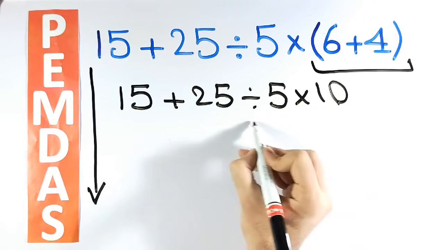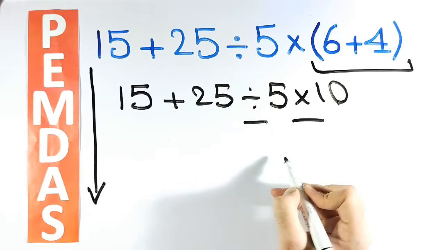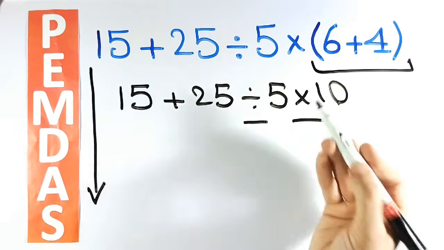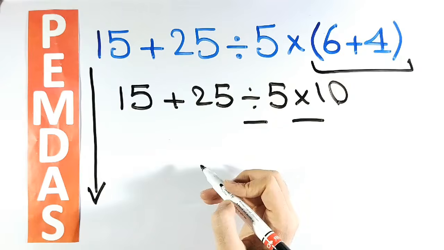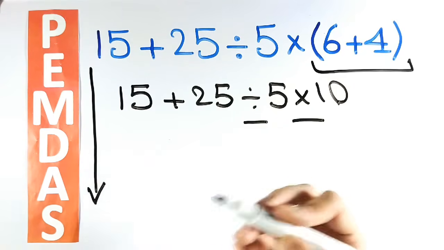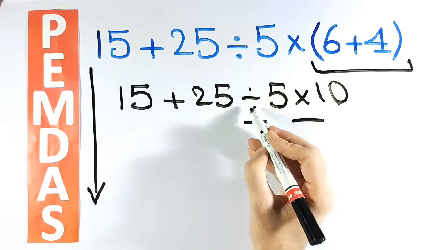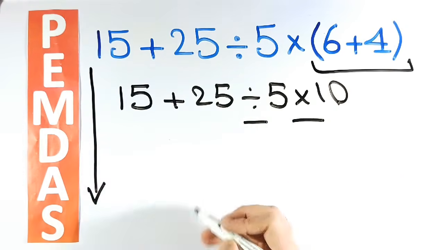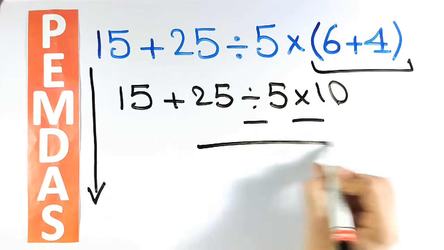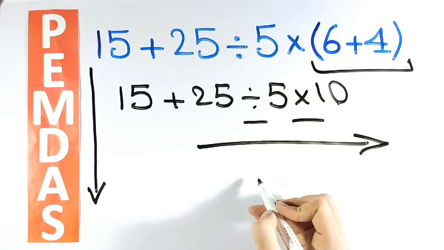And the next step, we go for the division and multiplication because these two operations have a higher priority than addition. However, it's very important to remember that multiplication and division are at the same level of precedence and we must perform these two operations from left to right.